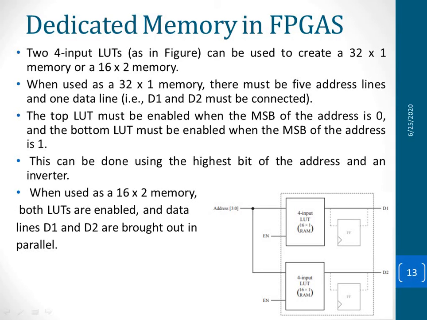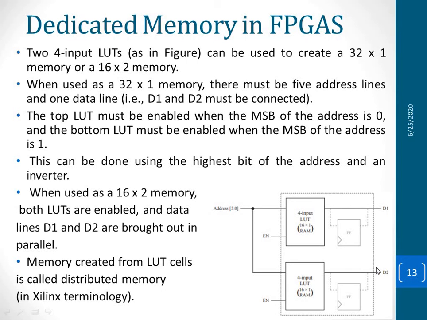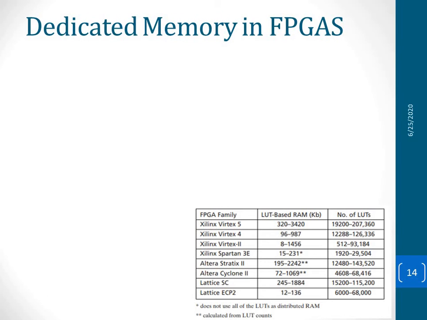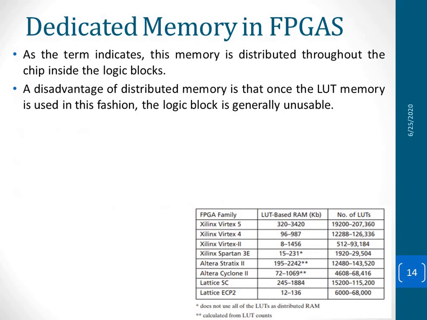So when used as a 16 by 2 memory, both LUTs are enabled and the data lines D1 and D2 are brought out in parallel. Memory created from LUT cells is called distributed memory. In Xilinx terminology, it is called distributed memory, not dedicated memory. So as the term indicates, this memory is distributed throughout the chip inside the logic blocks.